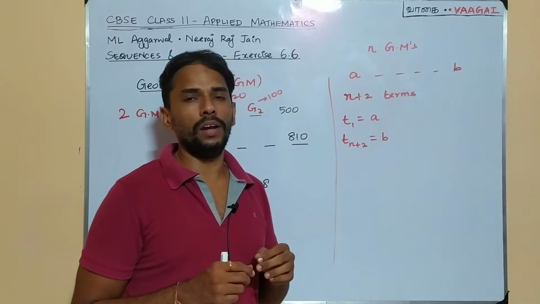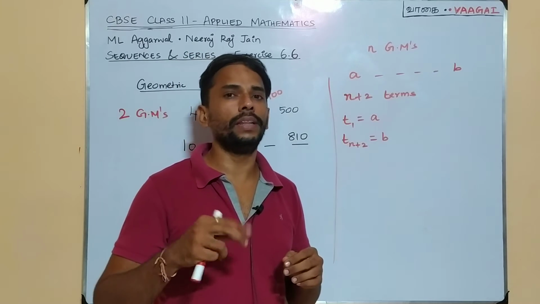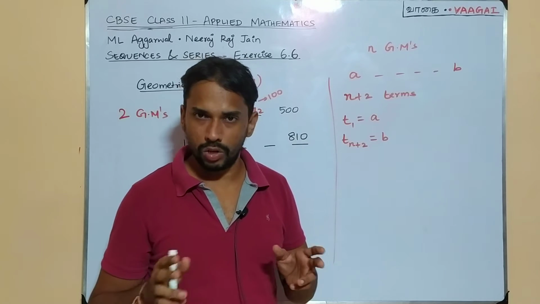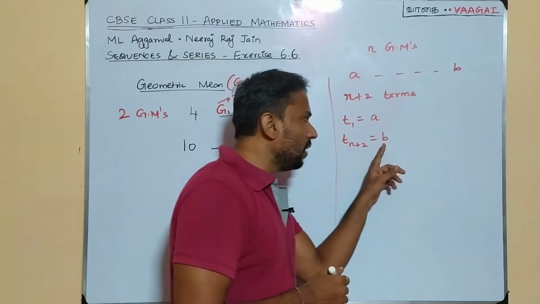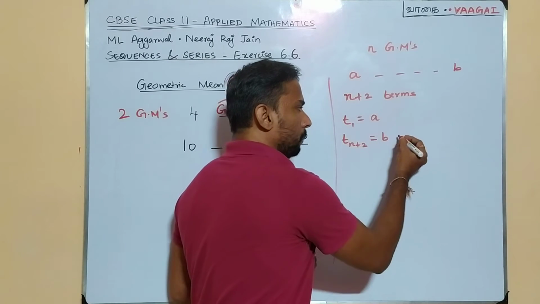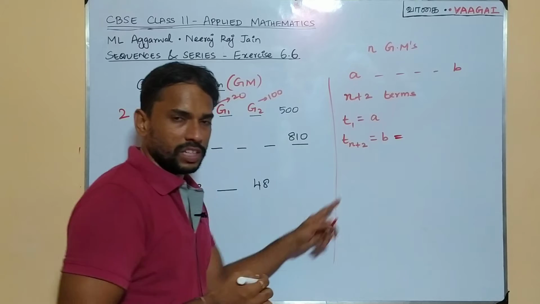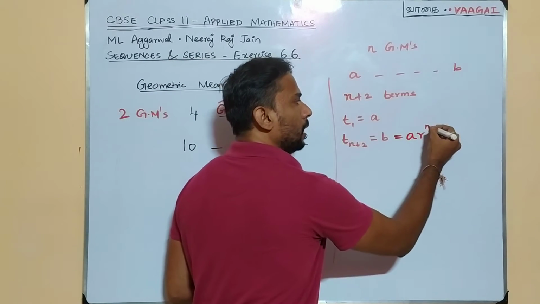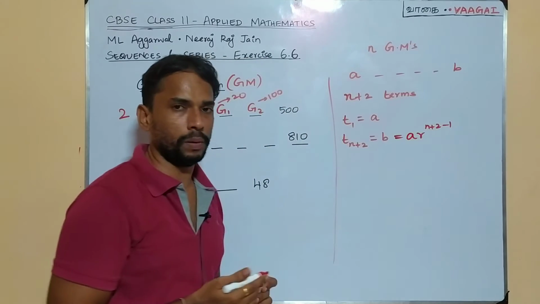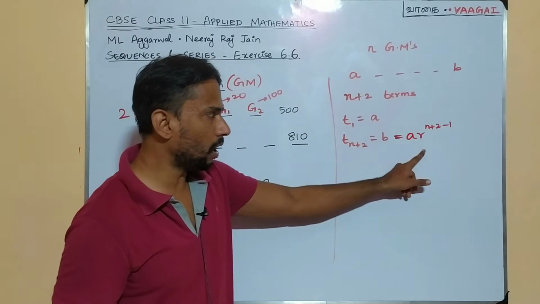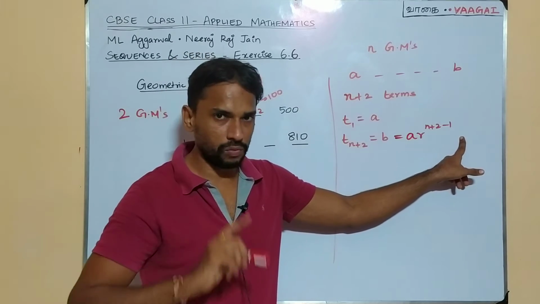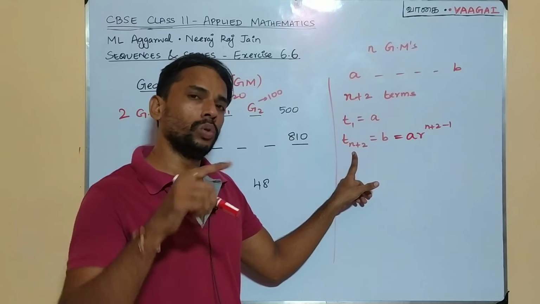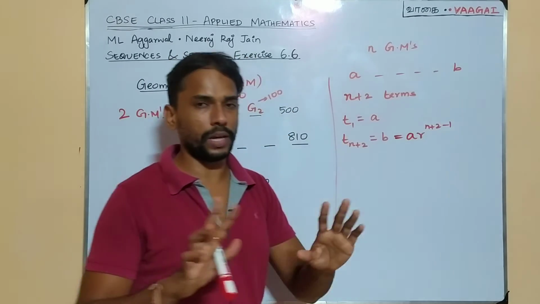And we very well know the formula for the nth term. What is the nth term of a GP? It is going to be A R power n minus 1. Is it or not? So how can we express this B? This B, being the n plus 2th term, will be nothing but A R power n plus 2 minus 1. A R power n minus 1 is the general formula, but here, since we are equating this to the n plus 2th term, this is n plus 2 minus 1.